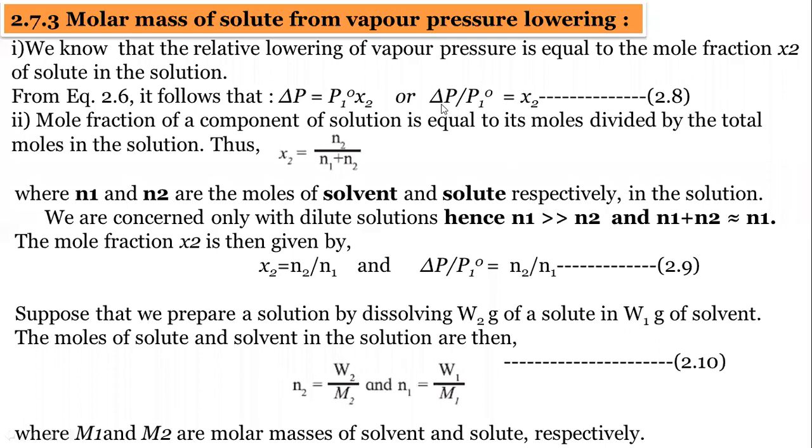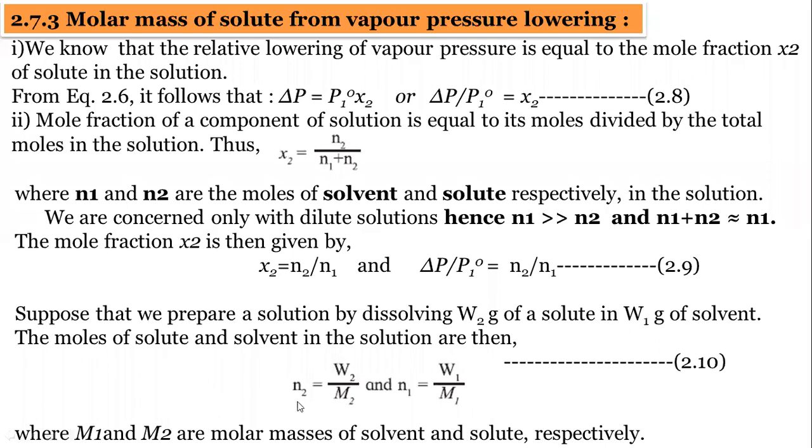See, we know delta P upon P naught 1 is equal to X2. So what is X2? I am putting this value of X2, X2 is N2 divided by N1. So this equation 2.8 becomes equation 2.9 by putting the values of N2 and N1. If you prepare the solution by dissolving W2 grams of solute, W2 is the mass of solute, and W1 is the mass of solvent. By knowing the mass of solute and solvent, we can calculate the number of moles.